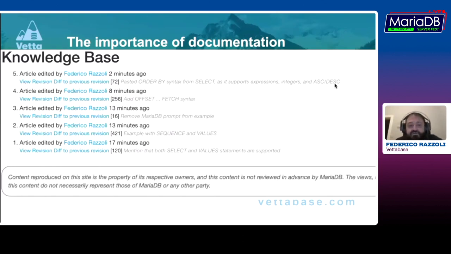And here I wanted to show an example. Actually, I made these changes exactly to show that anyone can do that. These all refer to the same page, which was the page about the EXCEPT syntax. I noticed that there were some things missing, and I made these contributions. First of all, I noticed that it wasn't mentioned that you can use VALUES instead of SELECT on one side of the EXCEPT. I showed an example involving the SEQUENCE storage engine. I fixed the example. I added the OFFSET FETCH syntax, which was missing, but actually it can be used with EXCEPT. And I completed the syntax of ORDER BY.